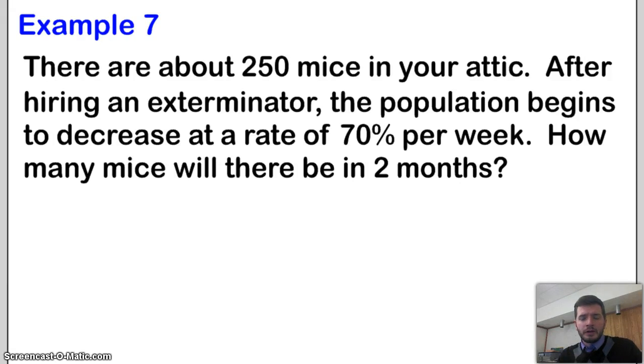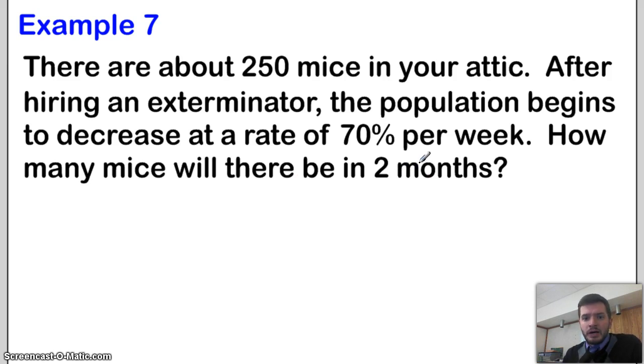I'm going to continue with the last couple examples that I had from the last video. So let's get to it. Again, it says there are about 250 mice in your attic. After hiring an exterminator, the population begins to decrease at a rate of 70% per week. How many mice will there be in 2 months?